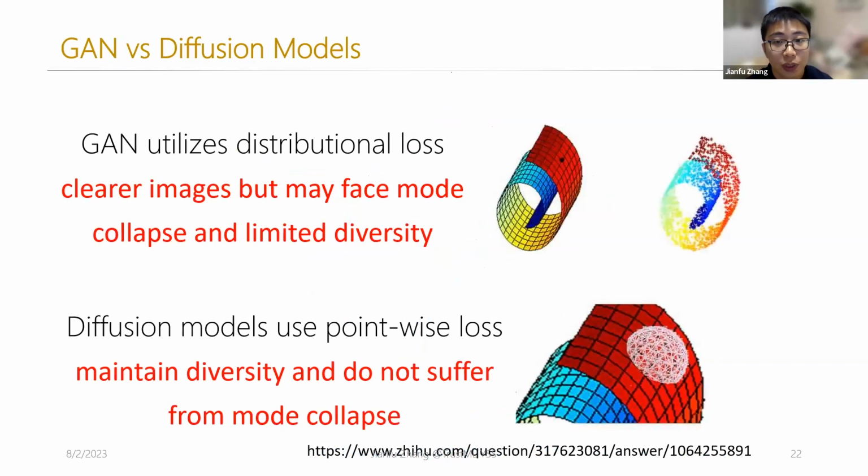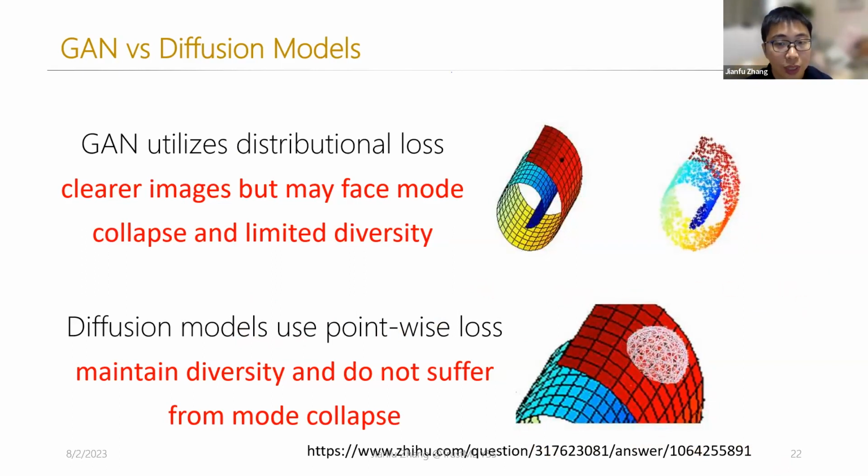One significant difference between GAN and diffusion models lies in their respective loss functions. The diffusion models utilize a pointwise loss, which may sometimes deviate from the data manifold, leading to the generation of blurry images. In contrast, GAN employs a distribution matching loss, which enables them to better adhere to the data manifold, resulting in clearer images. However, the distribution matching approach often faces challenges such as mode collapse, where certain small distributions are lost during the generation process.